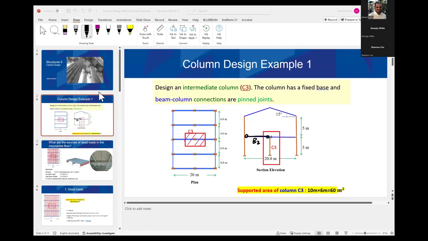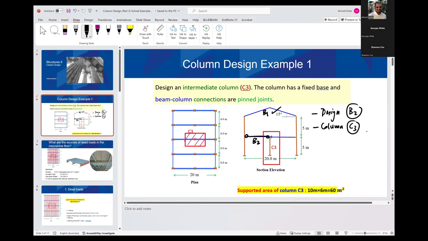So again, if we look at this column example, we can use it to go through the beam design procedure and the column design procedure as well. For example, this B1 was similar to what you have done in project part A or part 1. For project part B, we need to design beam B2 and column C3 or C1 in your project, right? So this is the main piece of the report or project.